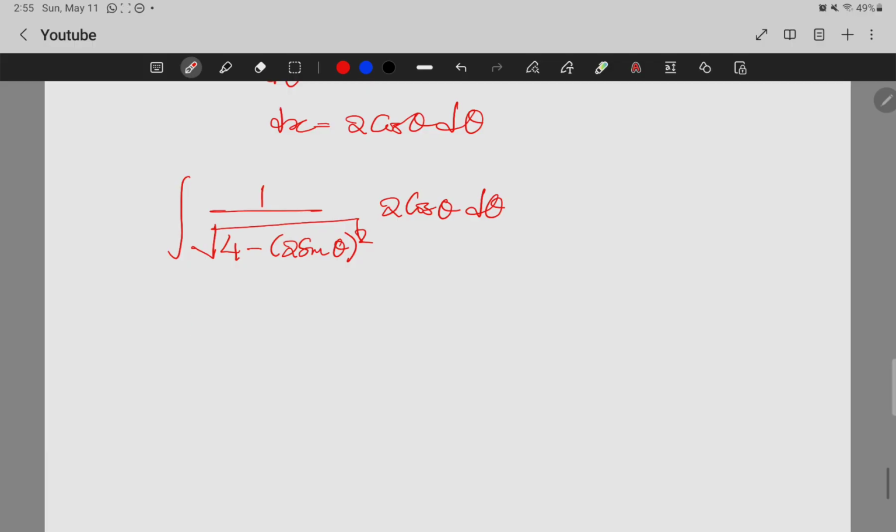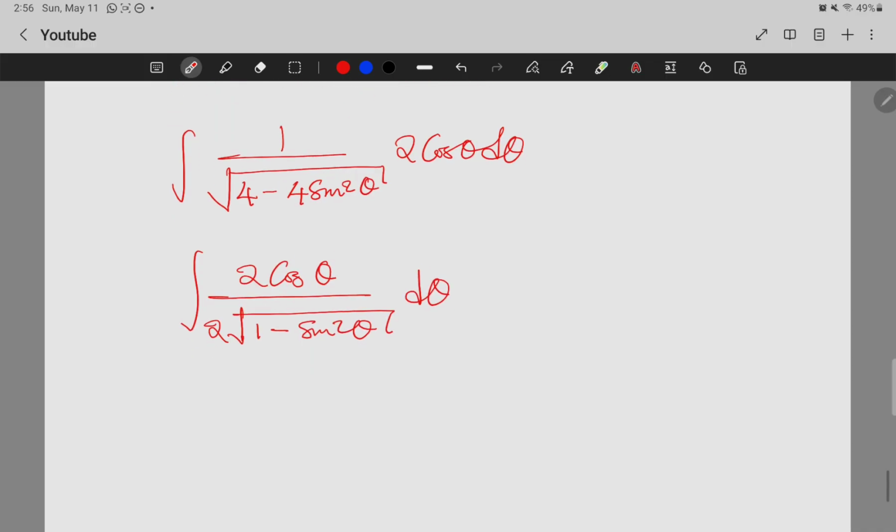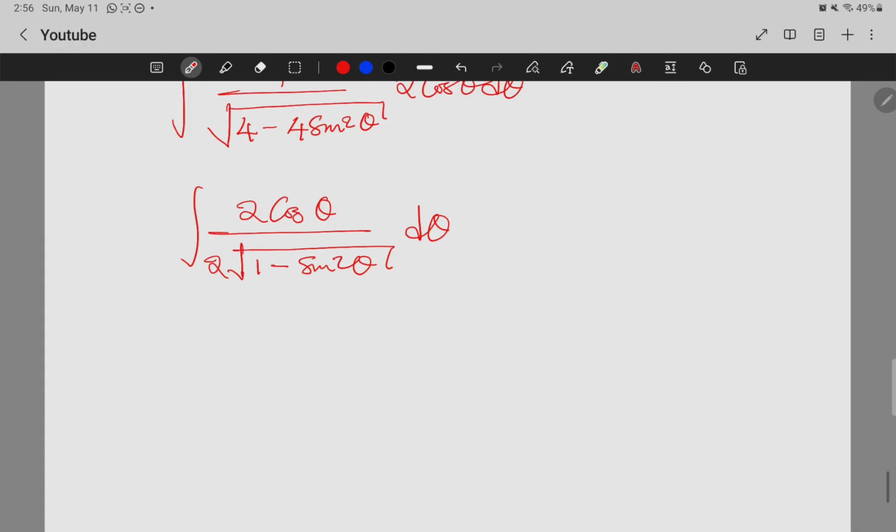So that now you have 1 over root of 4 minus 4 sine squared theta, and then you still have the 2 cos theta d theta. We see that it has reduced to something that we are familiar with based on the previous example. So 2 cos theta over, factor out 4, then square rooted giving you a 2. Then here you have 1 minus sine squared theta. We know that is cos squared theta, following that identity we've been using all along. The 2 and the 2 cancel, so you now have cos theta over root of cos squared theta.